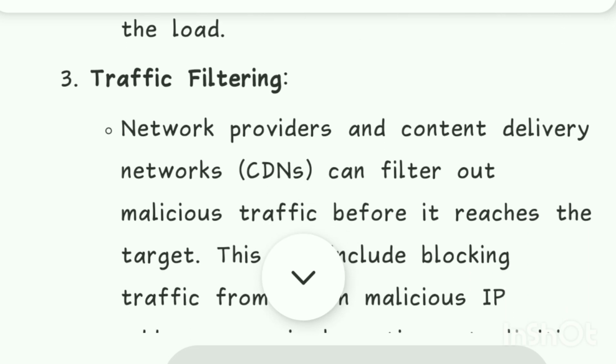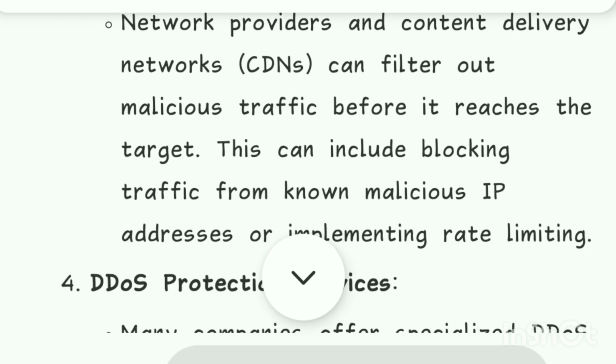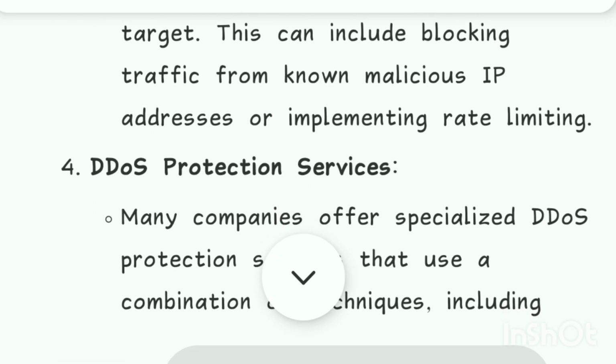3. Traffic filtering. Network providers and content delivery networks (CDNs) can filter out malicious traffic before it reaches the target. This can include blocking traffic from known malicious IP addresses or implementing rate limiting.